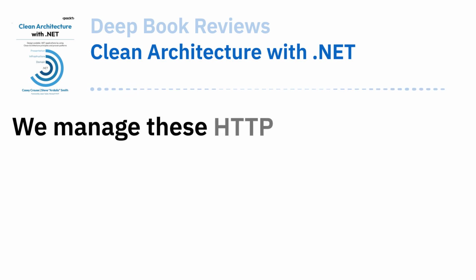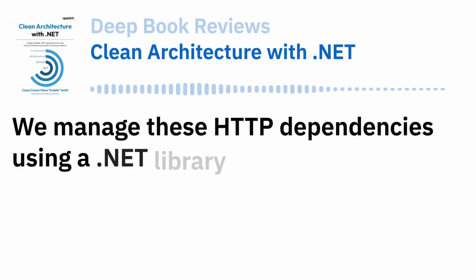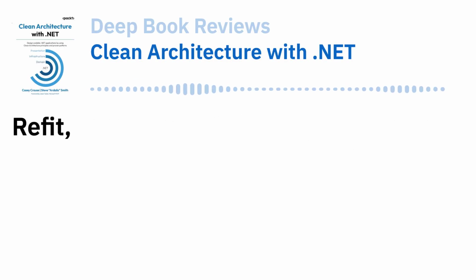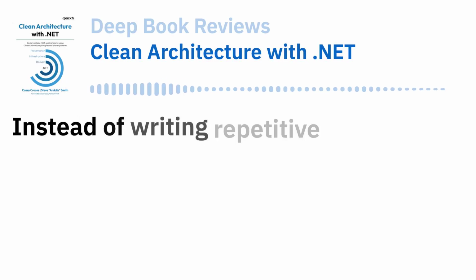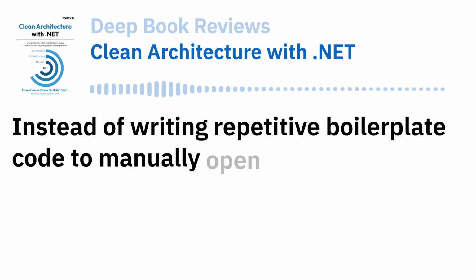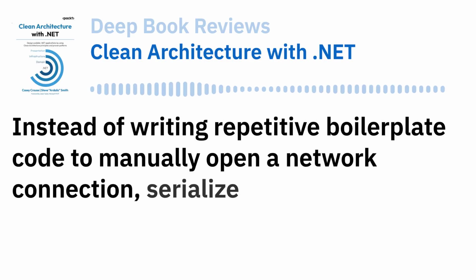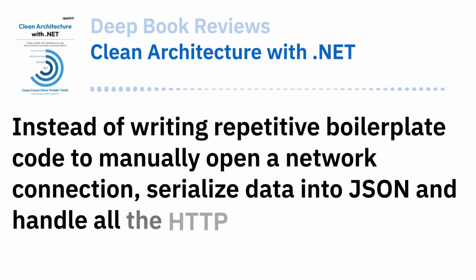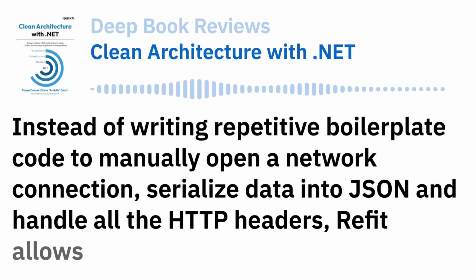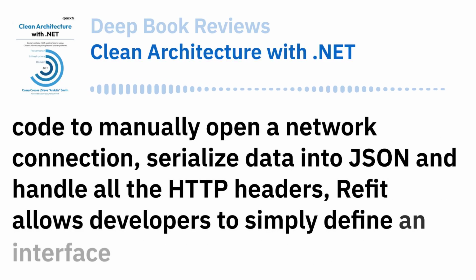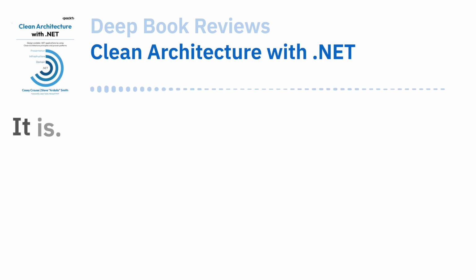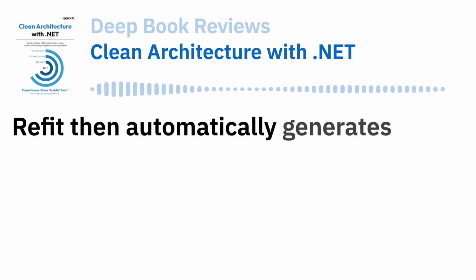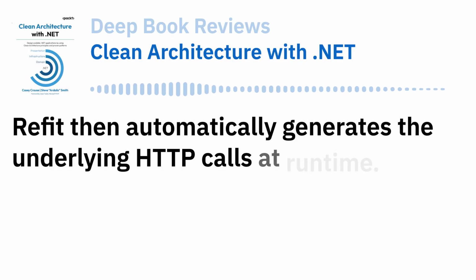We manage these HTTP dependencies using a .NET library called Refit. Refit, paired with the HTTP client factory, correct? Exactly. Instead of writing repetitive boilerplate code to manually open a network connection, serialize data into JSON, and handle all the HTTP headers, Refit allows developers to simply define an interface with specific attributes. That sounds so much cleaner. It is. Refit then automatically generates the underlying HTTP calls at runtime.